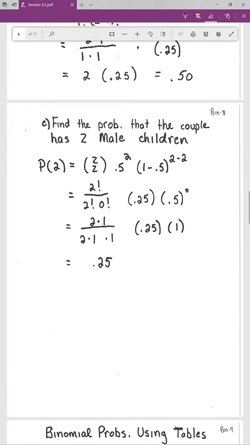Part C asks us to find the probability that the couple has 2 male children. So that would be X equals 2. So P of 2 equals 2 choose 2, times 0.5 to the second, times 1 minus 0.5 to the 2 minus 2, which we know to be 0. Simplify, P of 2 is going to equal 0.25, or 25%.